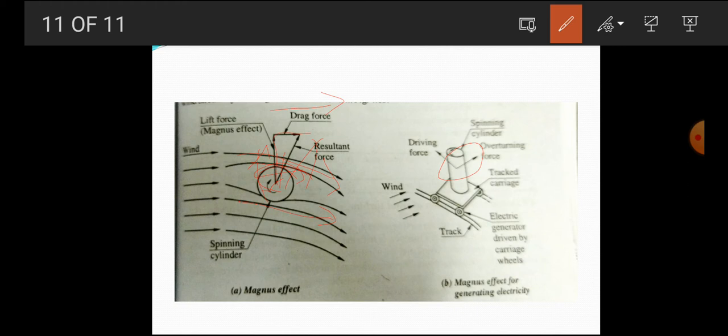The concept consists of several tall vertical cylinders that are rotated about their axis in the presence of wind. The resultant of the lift and drag forces is more in the direction of lift, because the larger value propels the cylinder horizontally along the track. So it depends more on lift forces. So these were the types of rotor which we have discussed.